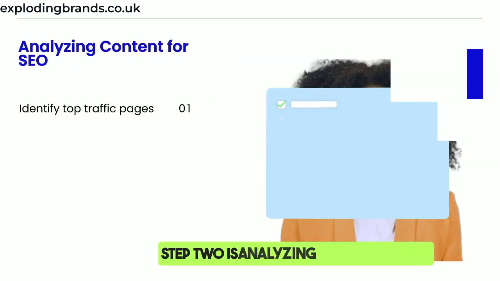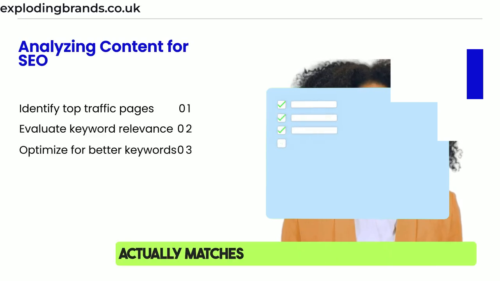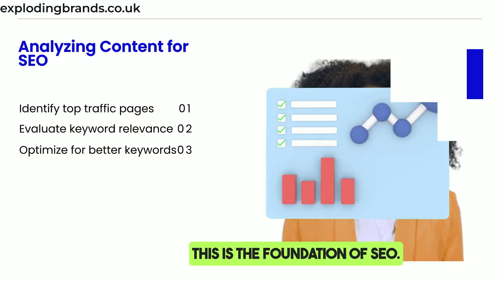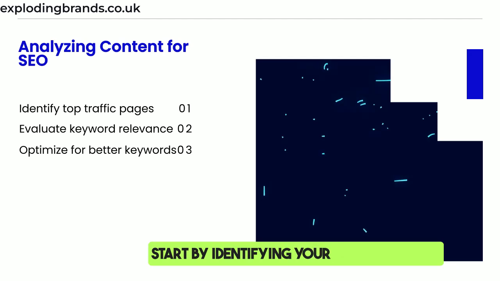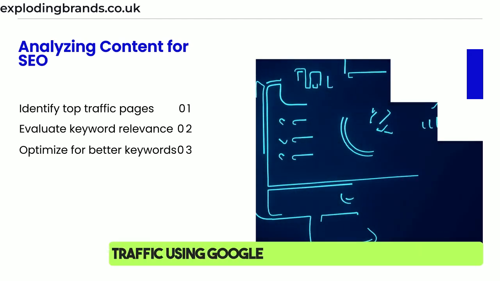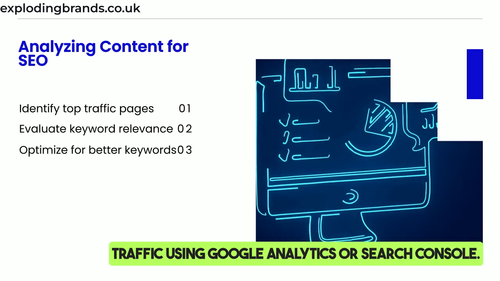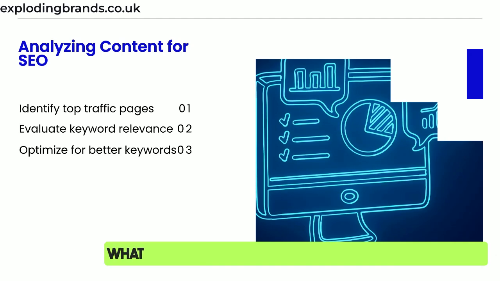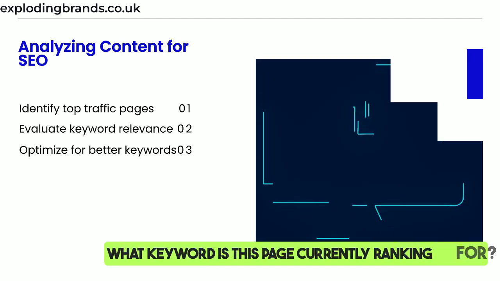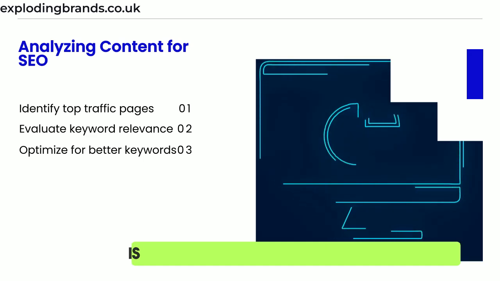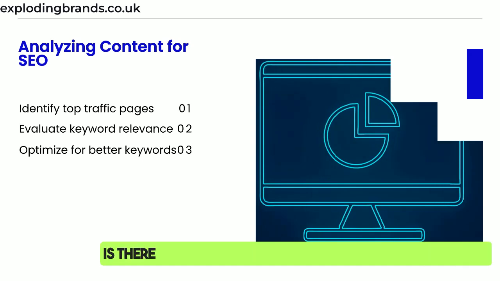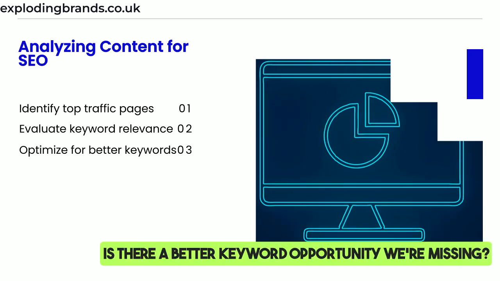Step 2 is analyzing if your content actually matches what people are searching for. This is the foundation of SEO. Start by identifying your top 10 pages by traffic using Google Analytics or Search Console. For each page, we need to determine: 1. What keyword is this page currently ranking for? 2. Is that the keyword we intended to target? 3. Is there a better keyword opportunity we're missing?